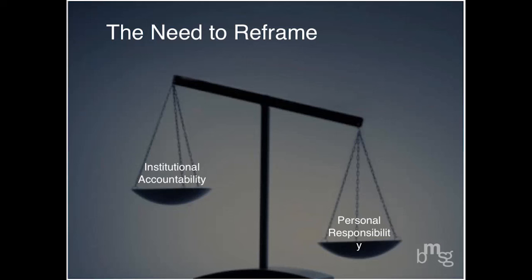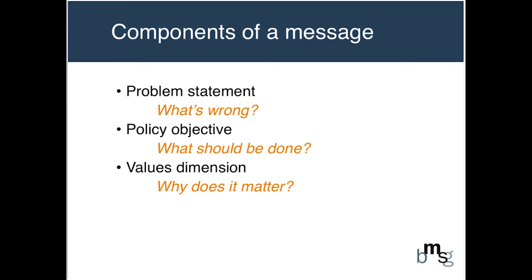So what we're trying to do through media advocacy is shift that balance in the newsroom to one of more institutional accountability. So one way that we do that, and one of the primary ways when we get into our message strategy, is coming up with a three-pronged message. The first one is, what's the problem? What's wrong? What am I trying to solve? The second one is, what do I think needs to be done about it?